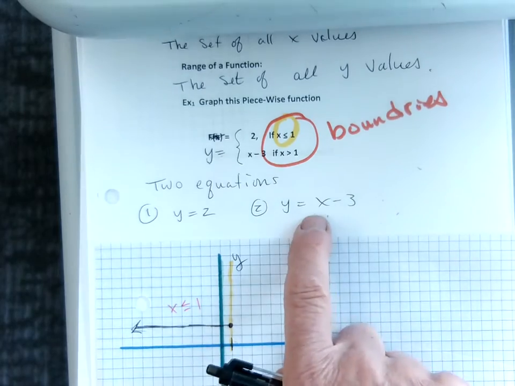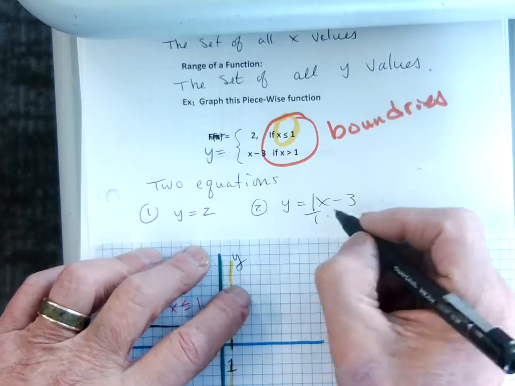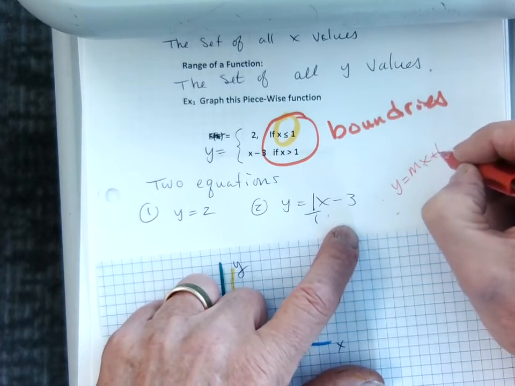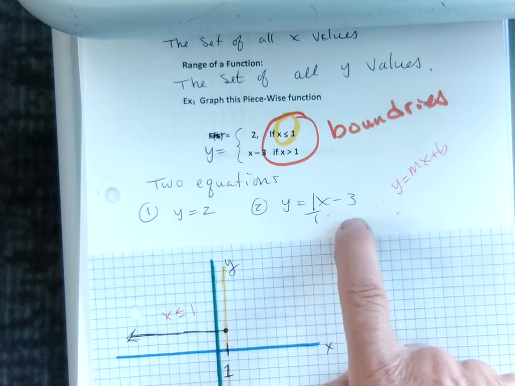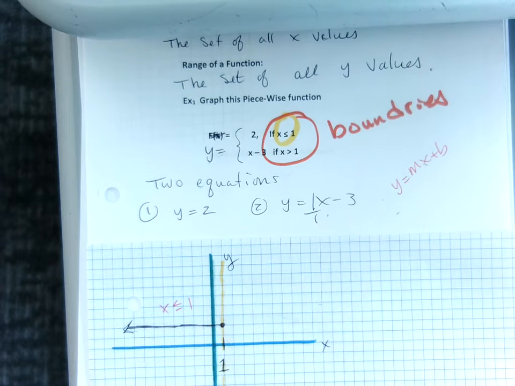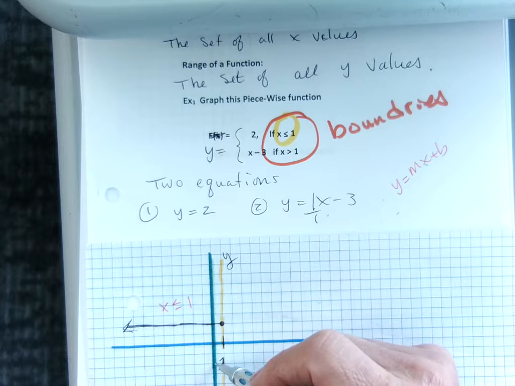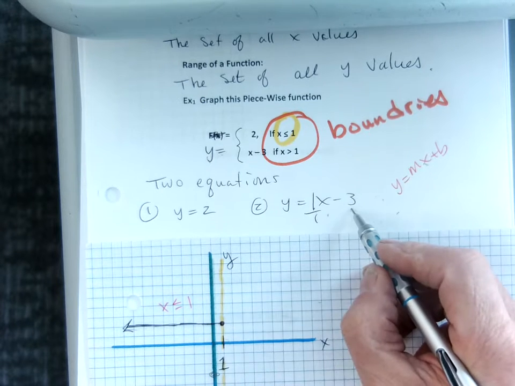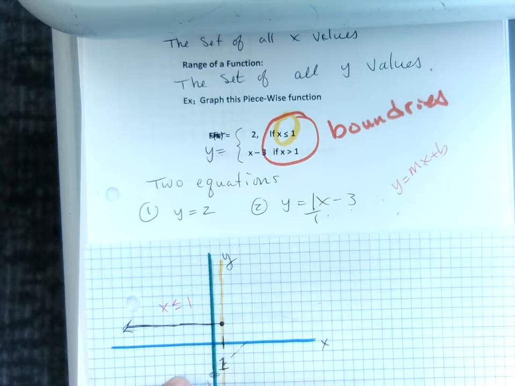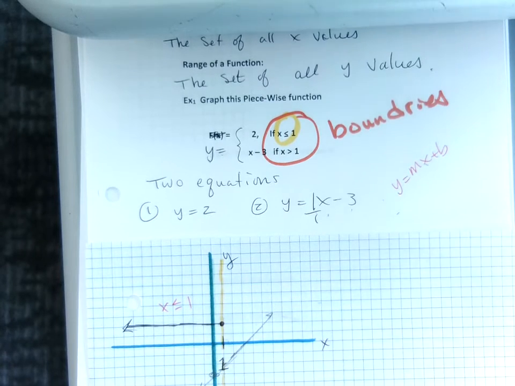Now, graph number 2. It's a 1x, right? It has some invisible numbers, 1 over 1. So I'm going to remember my y equals mx plus b, where I know I'm going to have a y-intercept of -3 and a slope of 1 over 1, okay? So I'm going to go to -3 on my y-axis. 1, 2, 3. And my slope is up 1 over 1, up 1 over 1, up 1 over. There's equation 2.